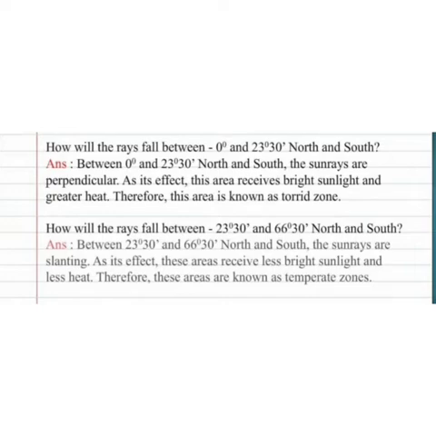In the area between 23 degree 30 minutes and 66 degree 30 minutes north and south, the sun rays are slanting. As an effect, these areas receive less bright sunlight and less heat. Therefore, this area is known as the temperate zone.